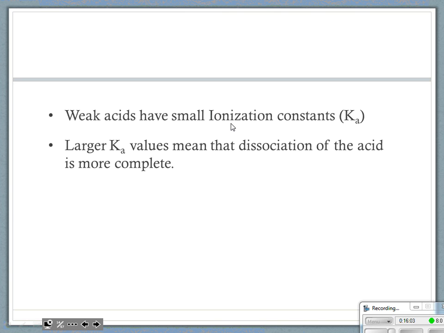Here's what I was trying to get across to you: the bigger the Ka, the more dissociation. More dissociation means that it's stronger. The smaller the Ka, the lower the dissociation, the weaker the acid.